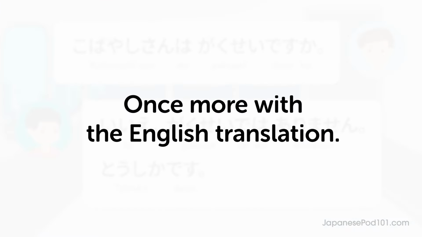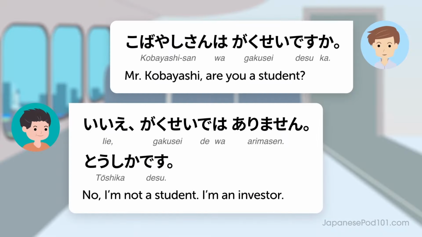Once more with the English translation. 小林さんは学生ですか? Mr. Kobayashi, are you a student? いいえ、学生ではありません。投資家です。 No, I'm not a student. I'm an investor.